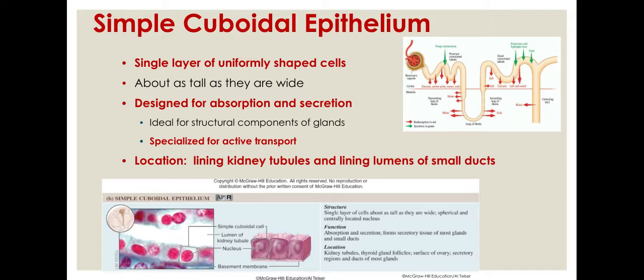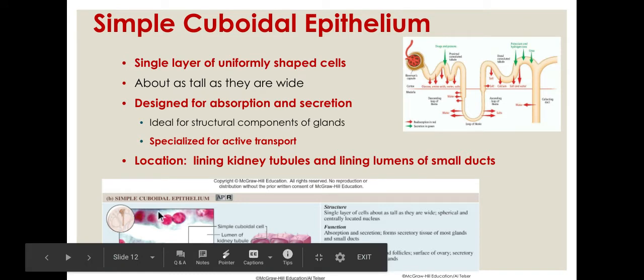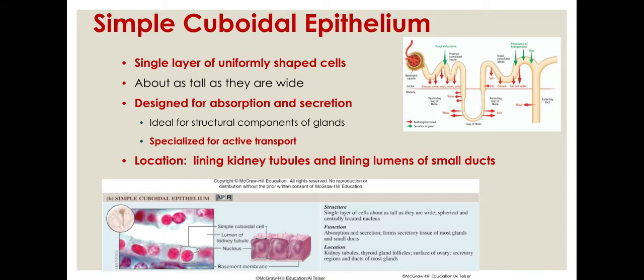A great example is lining the kidney tubules, where you're going to be having your blood come through, be filtered out of toxins, retaining water, retaining the blood cells, getting rid of waste. And then also, tiny ducts will have these simple cuboidal epithelium. And so here's what it looks like under a microscope. They do look like little cubes or little dice, one right next to each other, and they are just one layer thick.